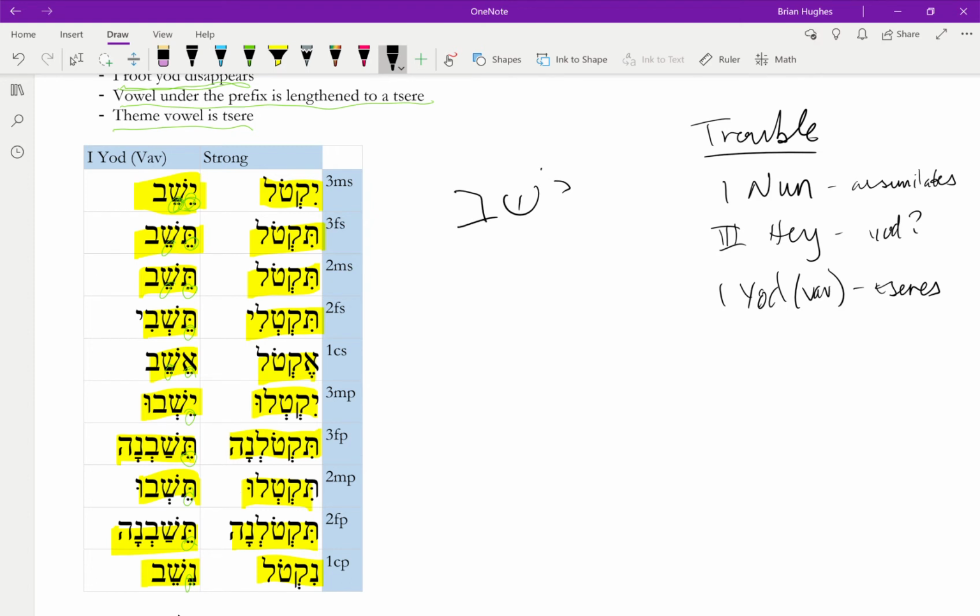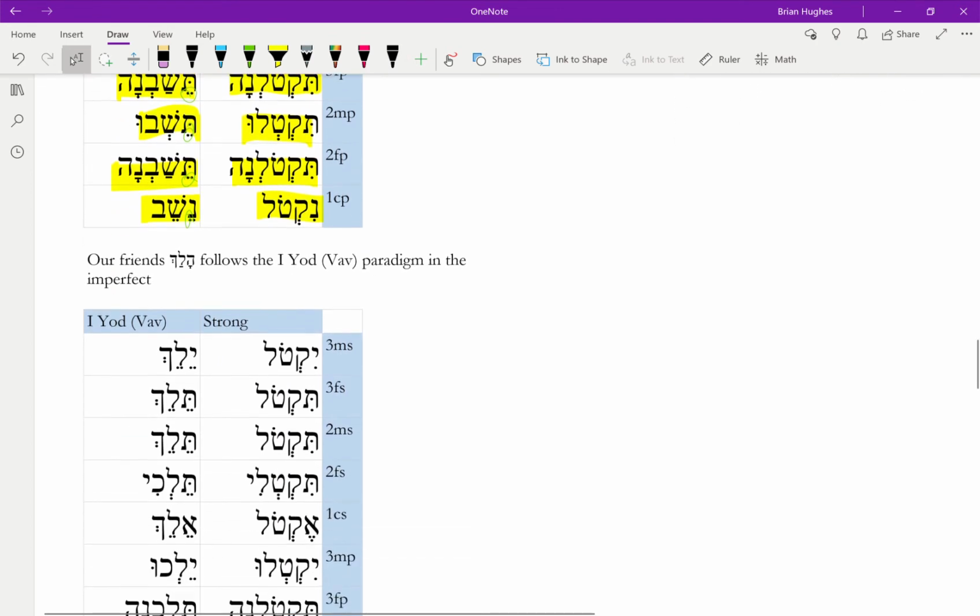So this is our developing problem children list. Our first noons assimilate, so we're looking for a dagesh. Our third hays disappear. Sometimes a yod shows up, otherwise we might just have to say maybe it's a third hay, for example if you're dealing with the second feminine singular imperfect, or third common plural in the perfect, or something like that. First yod vavs are going to be all the tseres all over the place. It's going to point us to these first yod weaknesses.